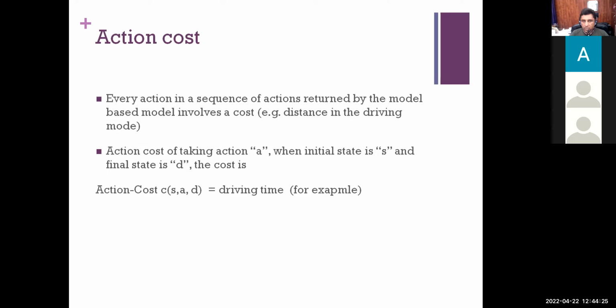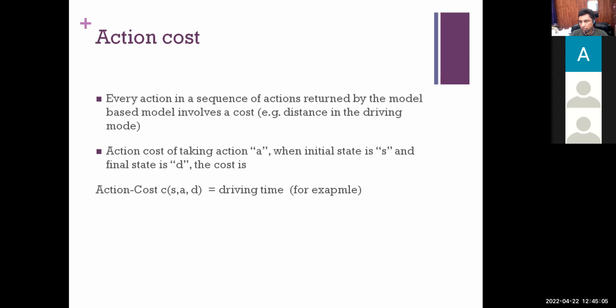Formally describing the action cost of taking an action A, when the initial state is S and the final state is D, this may be a uniform cost model, as Aditya just said. If I assume that all my traffic signals are equivalent and the distance between every traffic signal and the next signal is equal, then all action costs will be equal. So you can define the simplistic action cost model, which can be considered a unit cost model. Unit cost model means that for one action, the cost is one. But in general, that is probably never applicable.